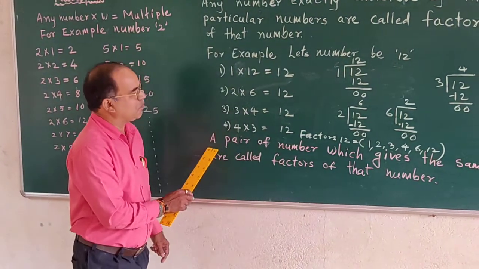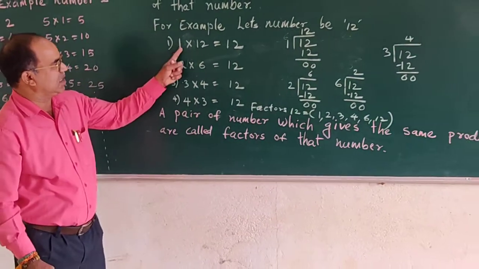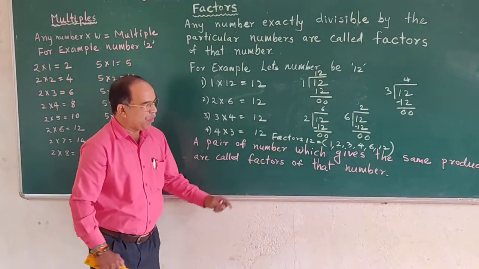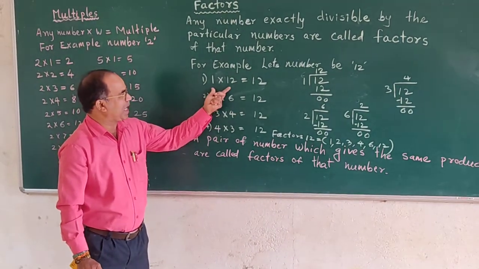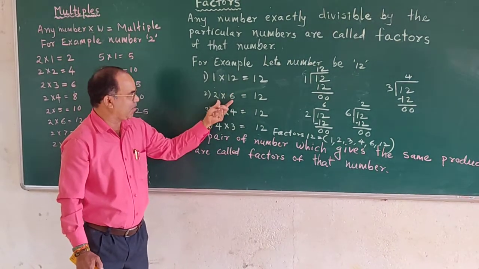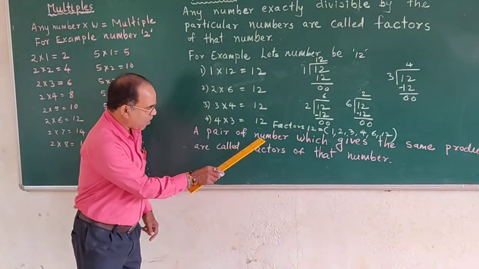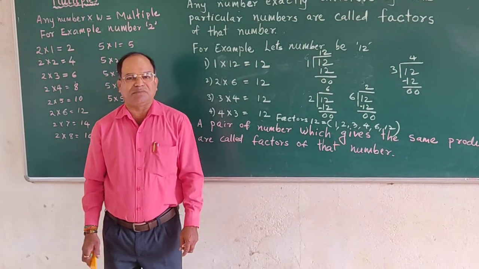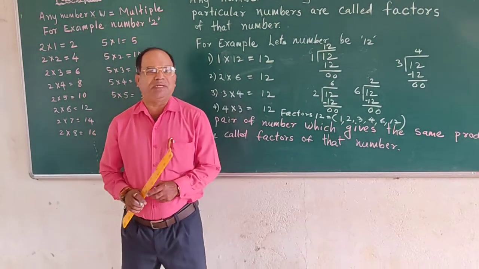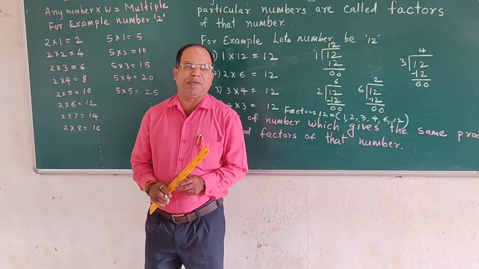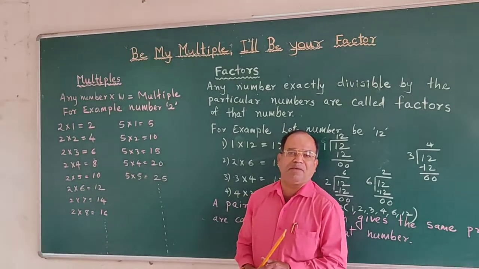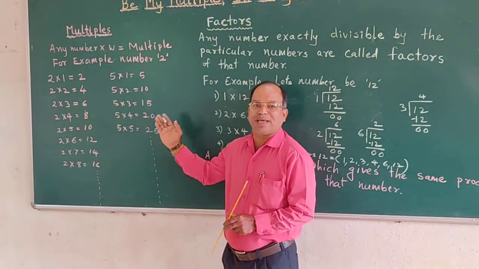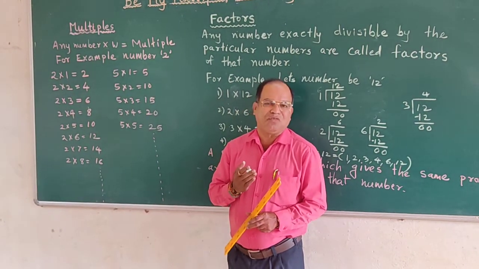One more conclusion: a pair of numbers. You can see 1 and 12, 2 and 6, 3 and 4. Each is a pair of numbers which gives the same product. A pair of numbers which gives the same product are called factors of that number. With this we have concluded the introductory part of the topic, Be My Multiple, I Will Be Your Factor. Today we discussed what multiples and factors are.